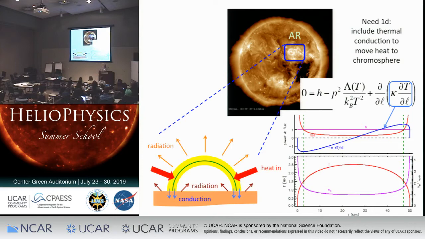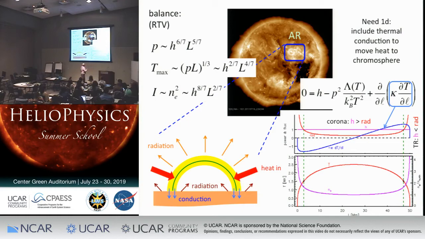And when you put this all together, if you solve this differential equation, it's not a super hard differential equation to solve. You can get some solutions. I'm just going to flash up the way these things scale. So you'll find the pressure then has to be related to the heating rate and the length of the loop, because the length of the loop comes in this term here in this way. Let's focus more on the temperature. The temperature has to scale as a very low power of the heating, only the 2/7 power.